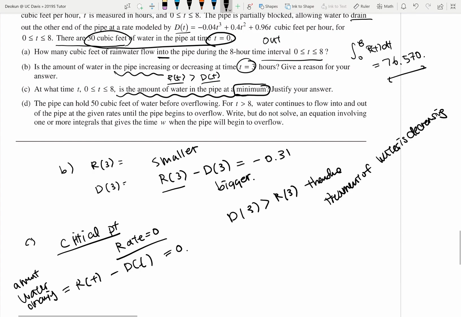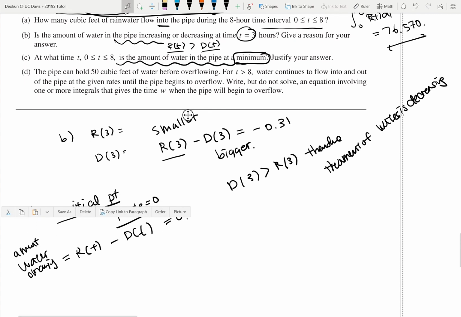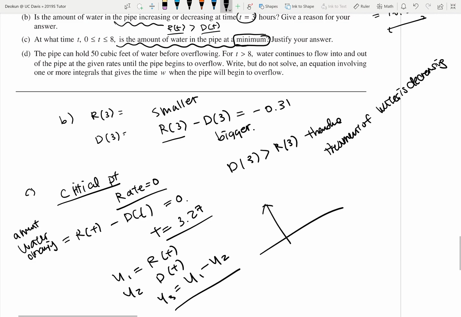And use your calculator again. You will get a critical value at t equal to 3.27. How you do that is simple: plug in Y1 as R(t) and Y2 as D(t), and Y3 as Y1 minus Y2, and graph Y3 only on your calculator. You will see it changing from positive to negative or negative to positive, and you will get your critical value at 3.27.